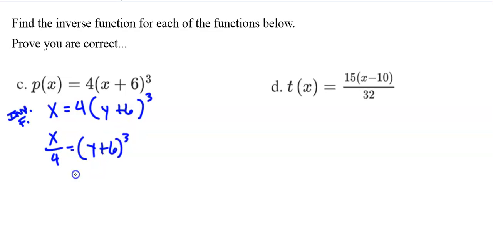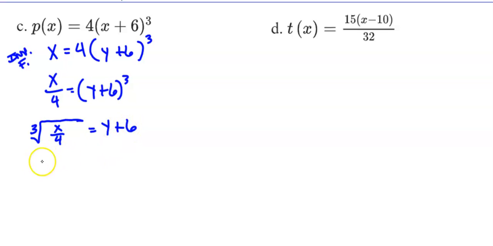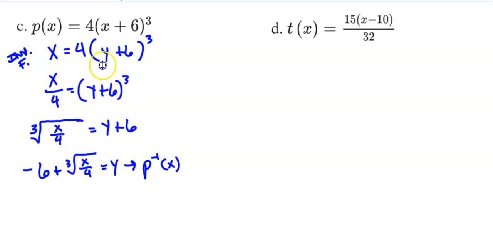We get rid of this cube by a simple process of the cubed root. So now we have cubed root of x over 4, whatever that is going to equal y plus 6. And then we simply go down and we subtract 6 from both sides. And we get, so I'm just going to put the negative 6 in front. Negative 6 and the cubed root of x over 4 equals y. And that is our inverse. If this is p of x, this is our inverse.